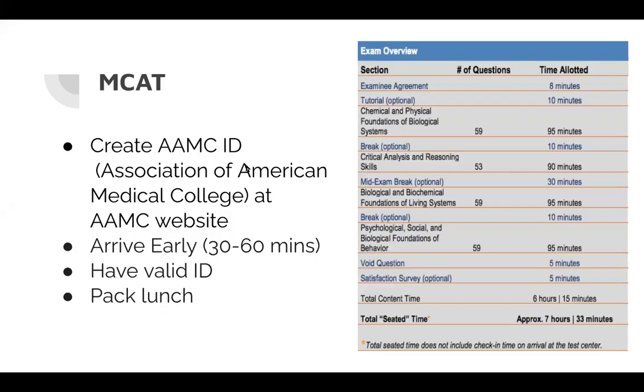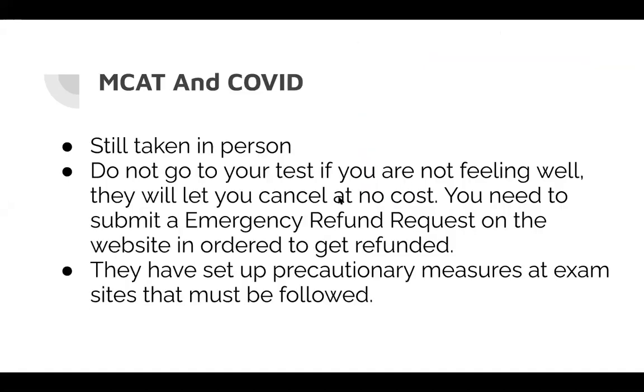To take the MCAT, you have to create an Association of American Medical Colleges account. That's how you register for the MCAT. Before you actually go, make sure you arrive 30 minutes to an hour early. Bring your ID, pack a lunch because it's roughly a 7-hour test. So make sure you're prepared for that.